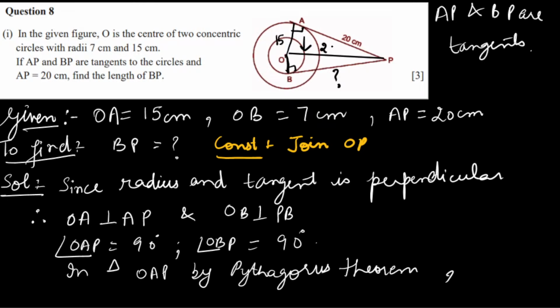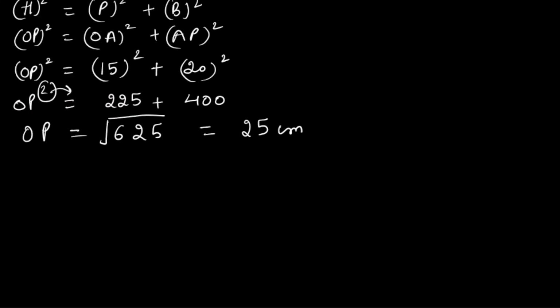Now in triangle OBP, we know two sides, so the third unknown side we can find. Again, if you see triangle OBP, OP is the hypotenuse, so you have to be careful here. The hypotenuse is given to us and OB is given to us. We have to find BP. So again, we'll use Pythagoras theorem in triangle OBP.